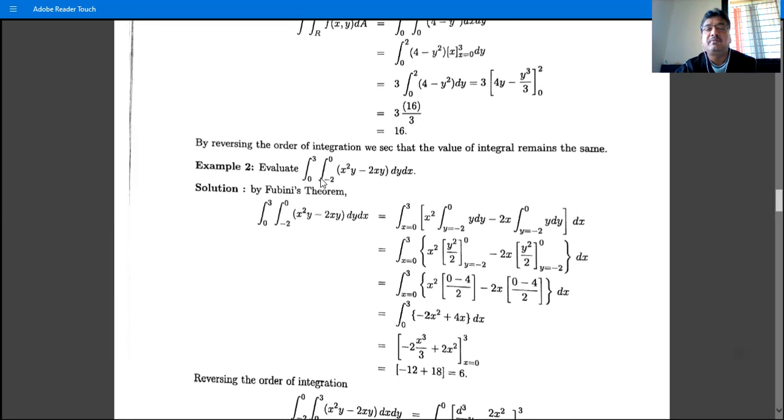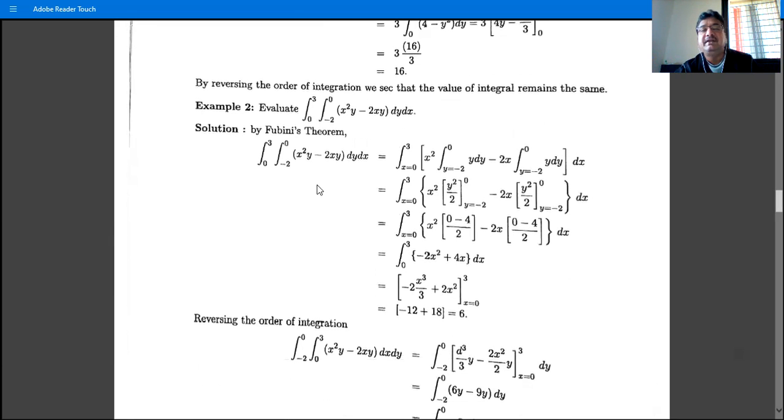So again the same type of problem. Integrate with respect to x or y first. Minus 2 to 2 is the limit on y, because here it is dy dx, that is, what is the sequence?